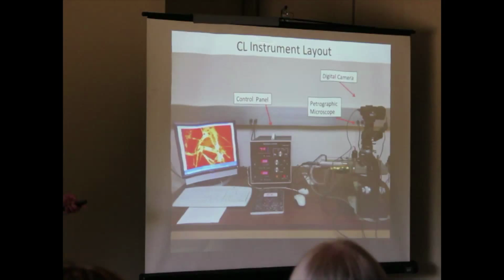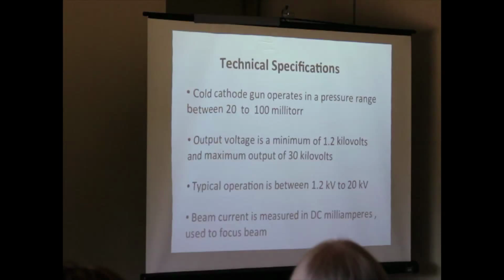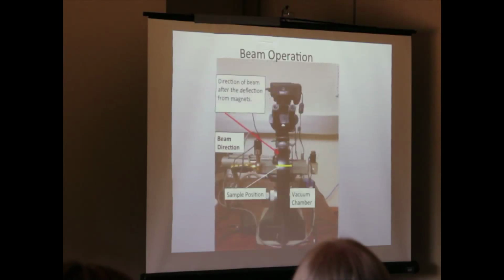The beam works at levels between 1 kilovolt to about 30 kilovolts, but I've never gone to 30 kilovolts. I usually go around 20, and it works under vacuum between 20 and 10 millitorrs, so very low vacuum. And I can adjust the focus of the beam in amps.